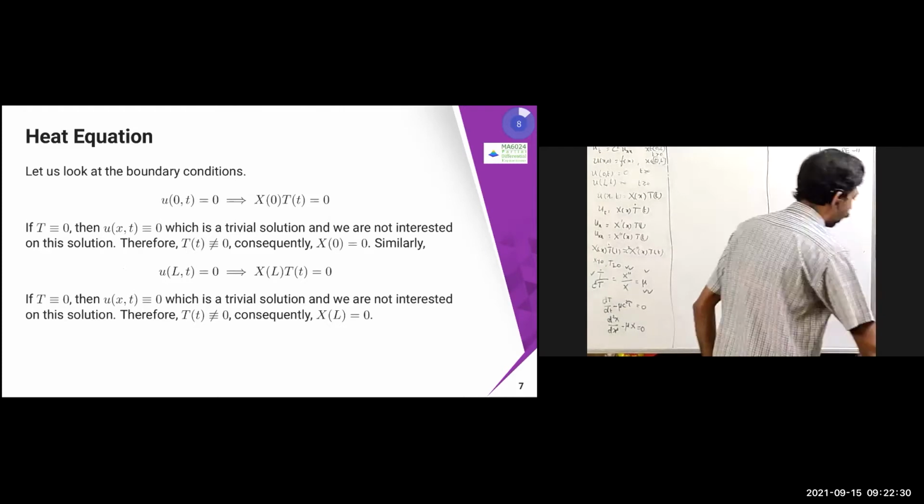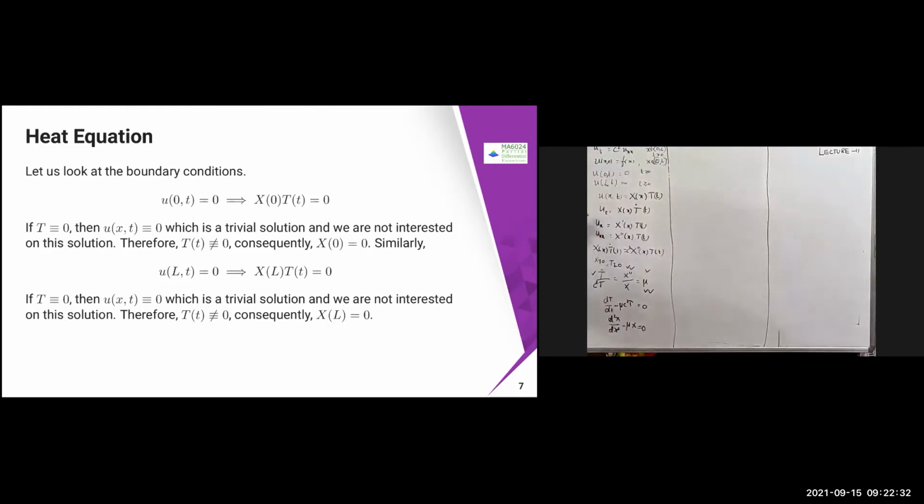Let us look at the boundary conditions now. I have this one: u of x comma t is equal to X of x into T of t. Now I have to use the boundary conditions. What are all the boundary conditions which I have? I'm just going to try that.